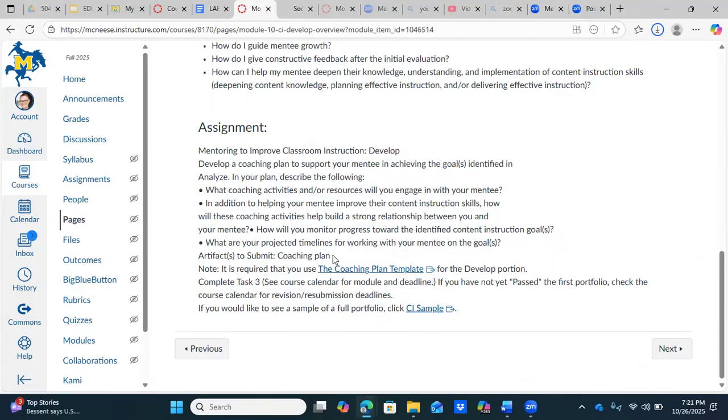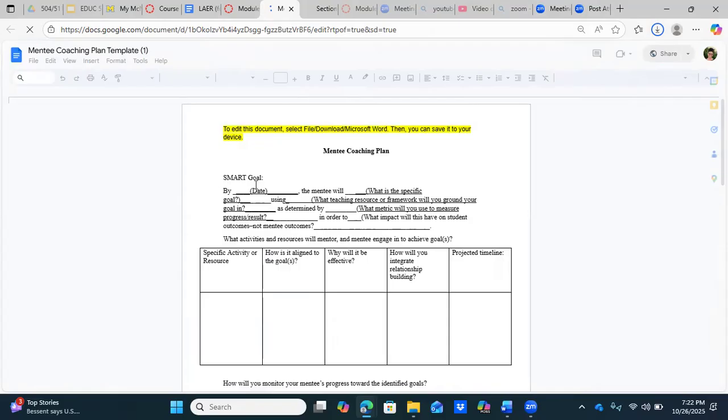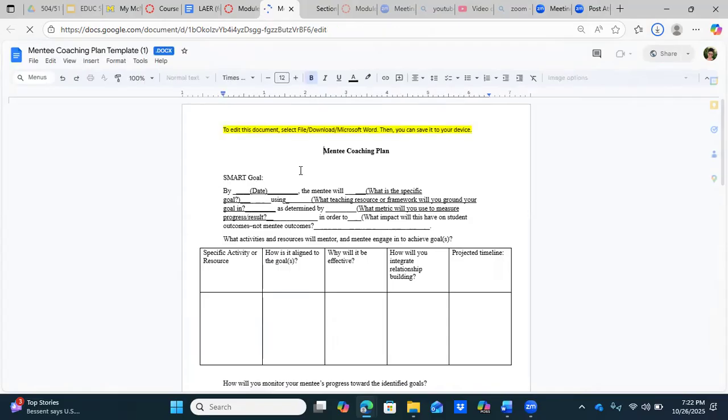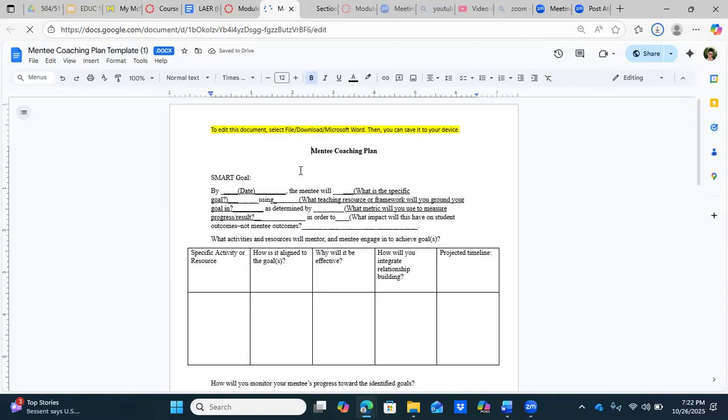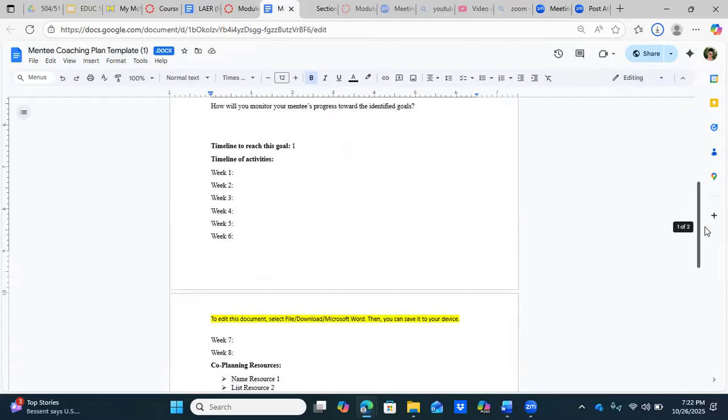The artifact that you have to submit is that coaching plan. And just for the sake of simplifying things for you, I put the coaching plan here. It's the same one that we've used throughout the piece. So your SMART goal template is up here above. I took it out of the box and I put the parts of the SMART goal for you just to make it easier to make sure you get all your points there. And so this is what we're talking about with the goal.